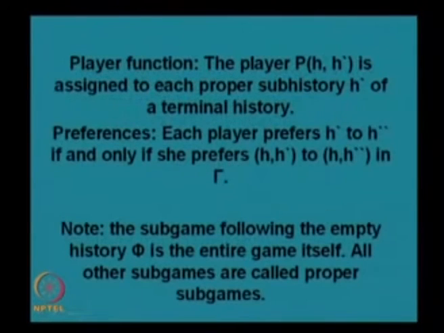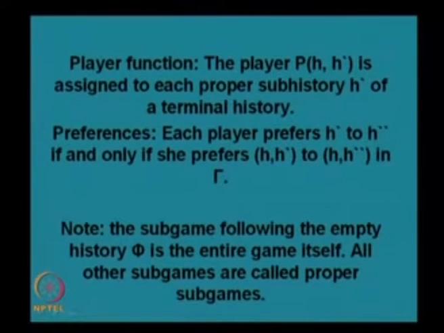Thirdly, I have to specify the player function. It is very simple. The player P(h prime) is assigned to each proper subhistory h prime of a terminal history. And fourthly, the preferences, this is simple. Each player prefers h prime to h double prime if and only if she prefers h prime to h double prime in the game gamma.